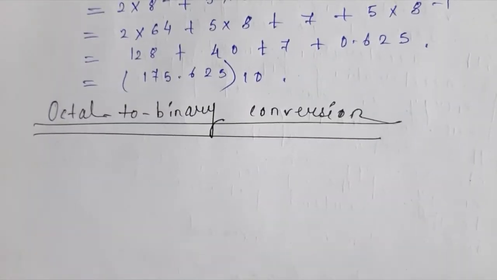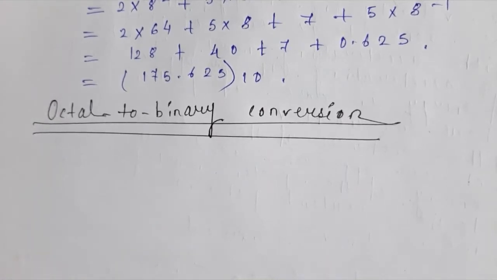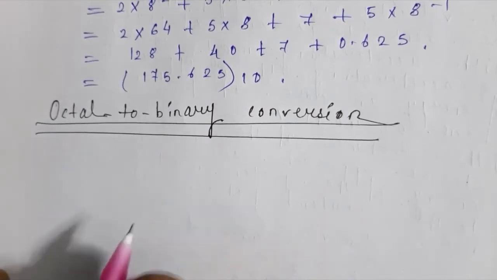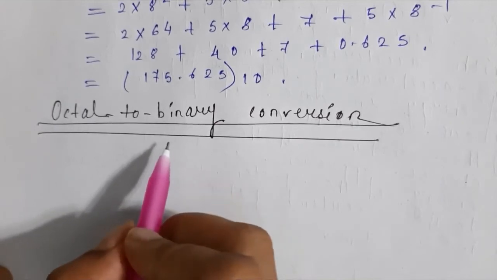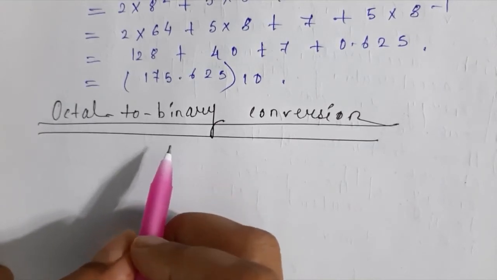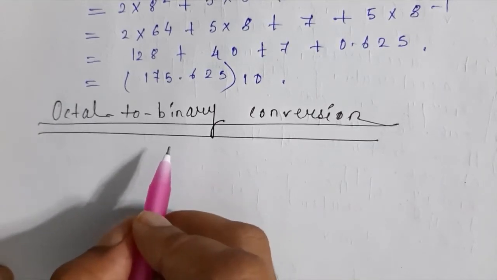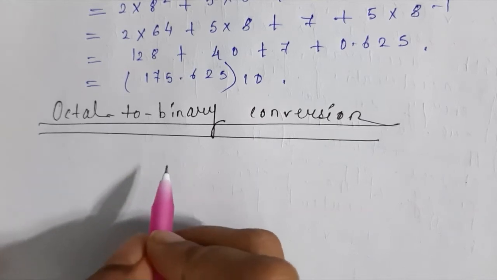Now we will perform octal to binary conversion. For this conversion, you first have to remember that any octal number can be converted into its equivalent binary by replacing each octal digit by its 3-bit equivalent binary.